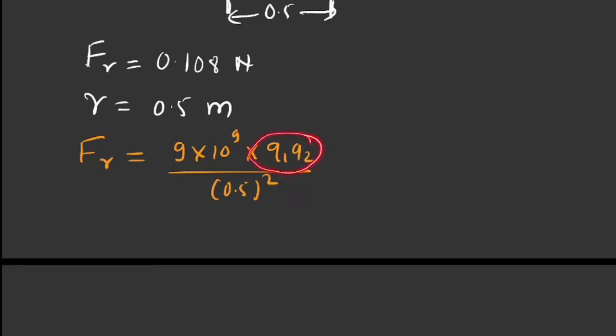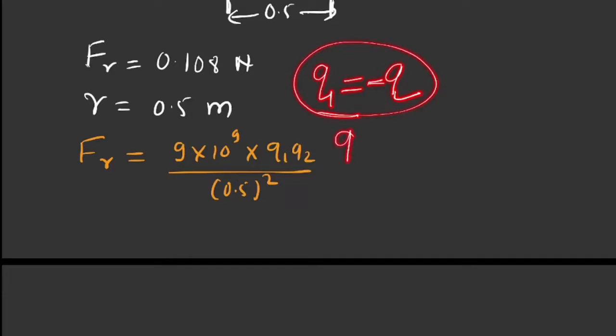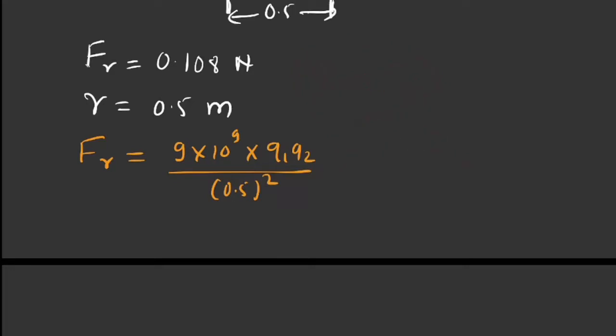Okay. Now just tell me one thing. If the two charges Q1 and Q2 are equal but of opposite polarity, there is a repulsive force. It means if Q1 is positive, Q2 must be negative, but they should have the same magnitude. If Q1 is negative, Q2 must be positive. You got it?